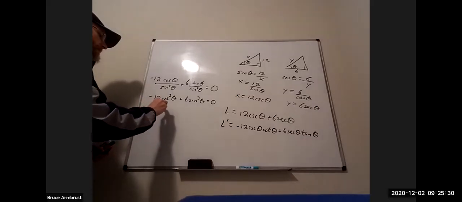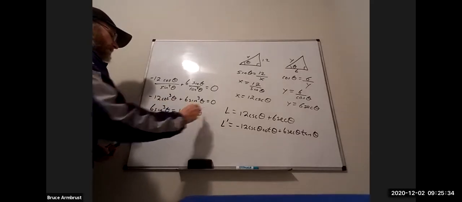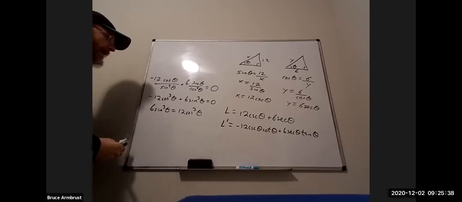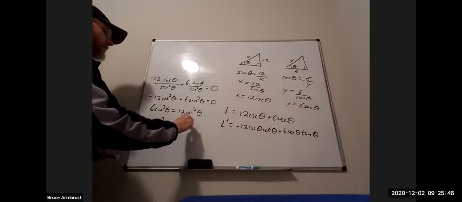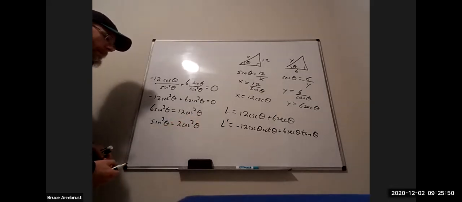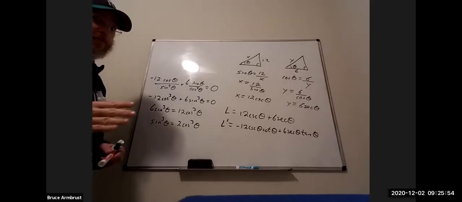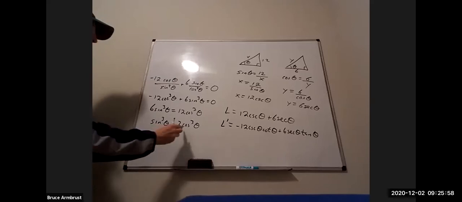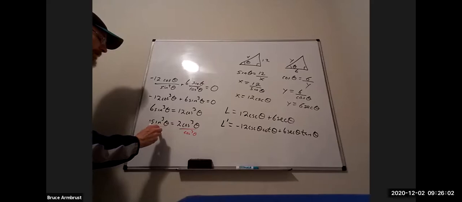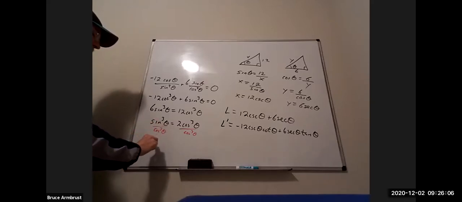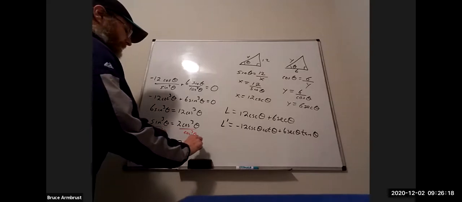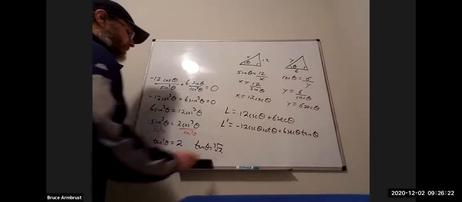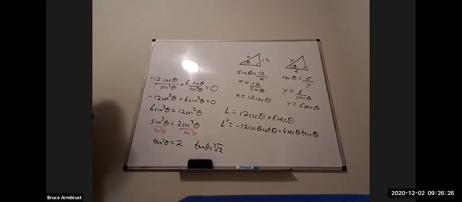If I rewrite this, move the 12 cosine cubed to the other side, and then divide both sides by 6, just to simplify this a bit, I get sine cubed equals 2 cosine cubed. Now the next step is maybe one that you wouldn't have thought about, but I'm actually going to divide both sides by cosine cubed, because that's going to turn the left side into tangent cubed. So I've got tangent cubed equals 2. Solving that for tangent gives me tangent of theta equals cube root of 2.